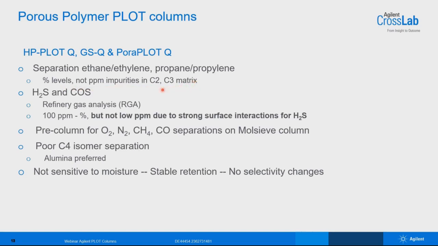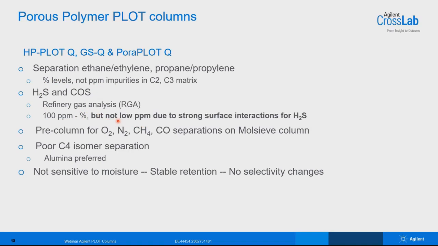Hydrogen sulfide and carbonyl sulfide are key components of interest in the analysis of refinery gas, usually from 1 ppm up to low percent level. Now porous polymers can't go below 100 ppm for H2S as it absorbs at these lower levels and strong tailing can be observed on the peaks.